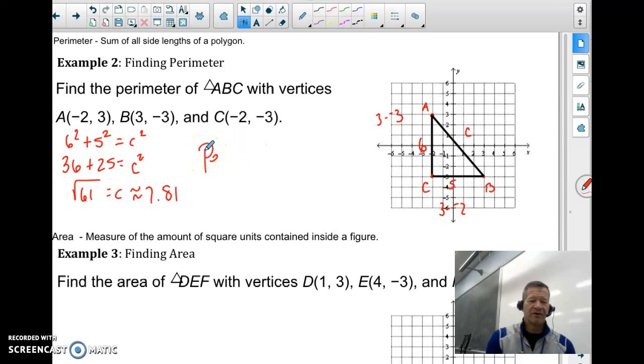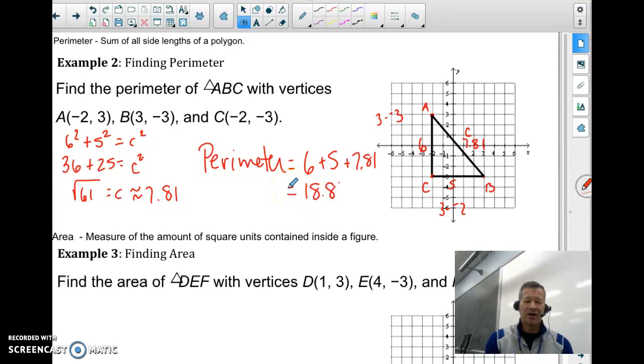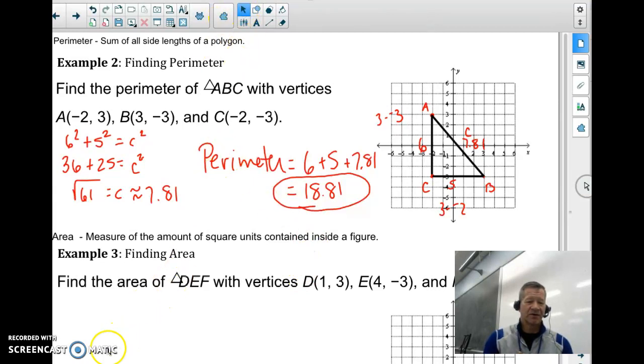So the perimeter of this figure is the sum of all sides: 6 plus 5 plus 7.81, which is what we found c to be. And if I add those up, I get 18.81. Now, they don't tell us whether these distances are inches, feet, whatever. So all we can do is leave it as 18.81 units. And that's it. We are done with that example.